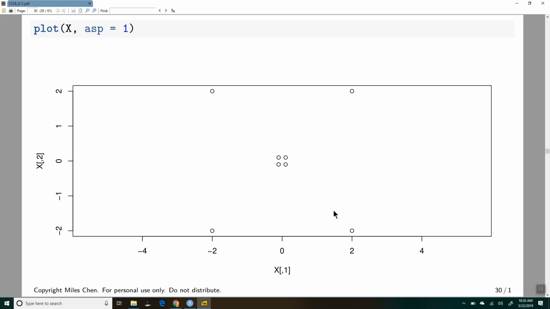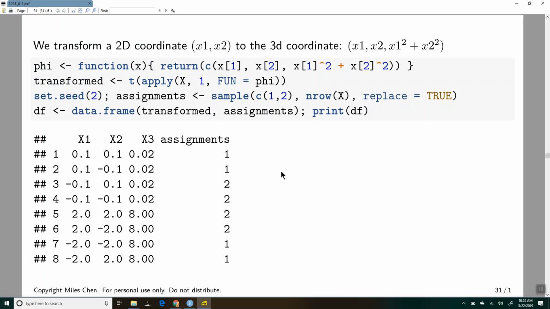If we did K-means clustering, this point and this point would never be put in the same cluster, because they are really far from each other using Euclidean distance in 2 dimensions. But we would probably say these 4 points are more similar and these 4 points are more similar. So we're going to project this into higher dimensional space, okay? I'm going to transform it using x1, x2, x1 squared and x2 squared. I apply this phi function, and this is what I get.